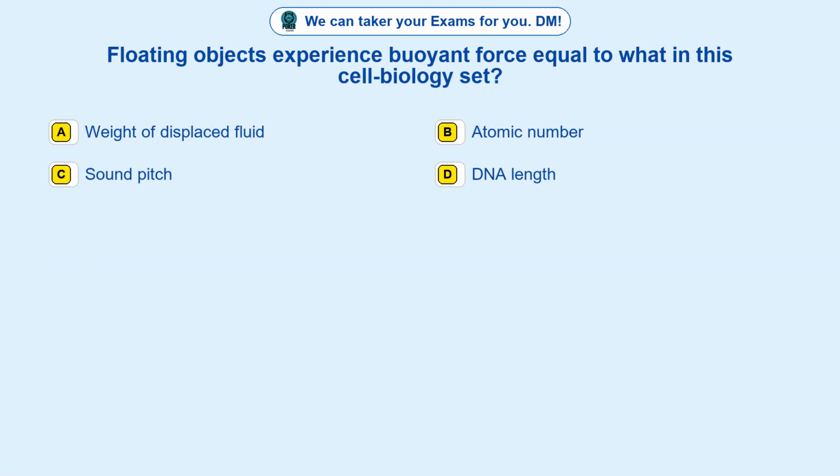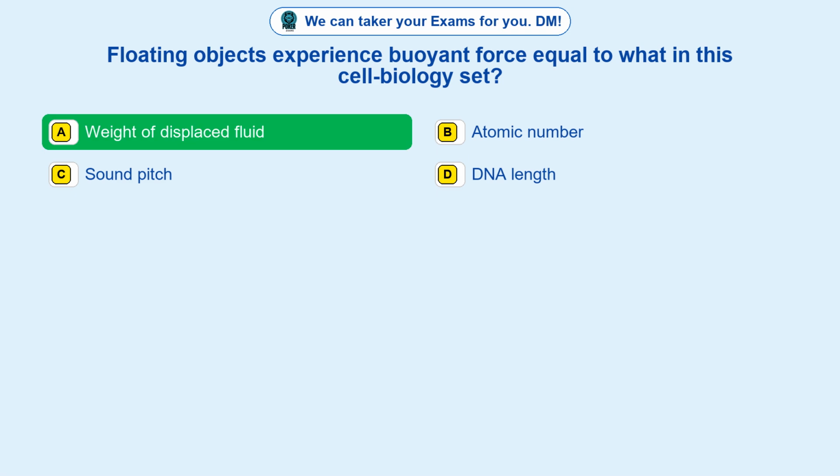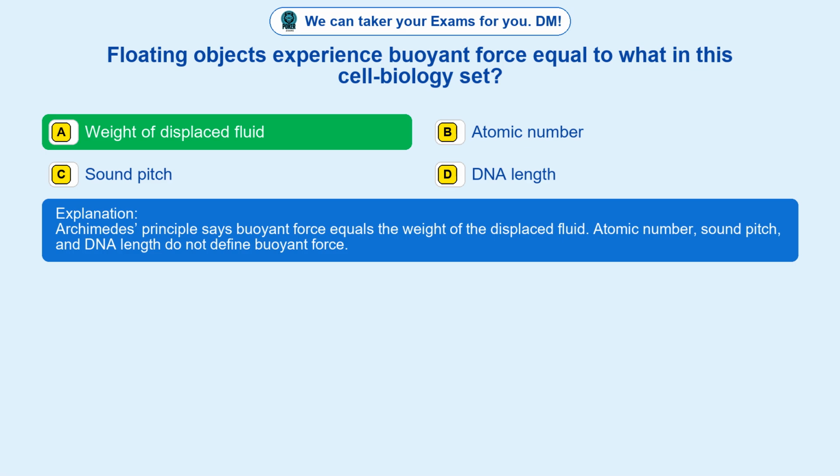Question 80. Floating objects experience buoyant force equal to what in this cell biology set? Option A, weight of displaced fluid. Option B, atomic number. Option C, sound pitch. Option D, DNA length. The correct answer is option A. Weight of displaced fluid. Archimedes' principle says buoyant force equals the weight of the displaced fluid. Atomic number, sound pitch, and DNA length do not define buoyant force.